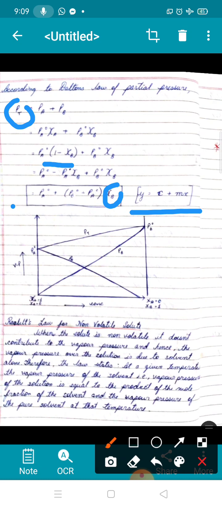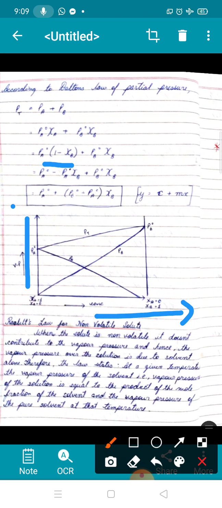Now if I plot a graph between vapor pressure and mole fraction, then we get this graph. This graph you will find in your textbook also. Now let us try to understand the graph. Along the y-axis we have chosen vapor pressure and along the x-axis we have taken mole fraction. So what you notice here?